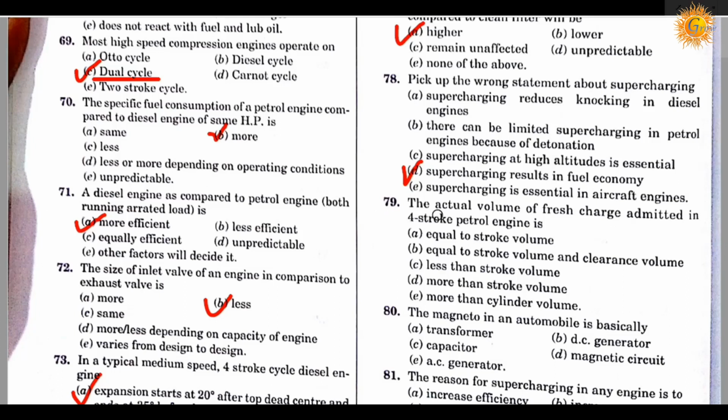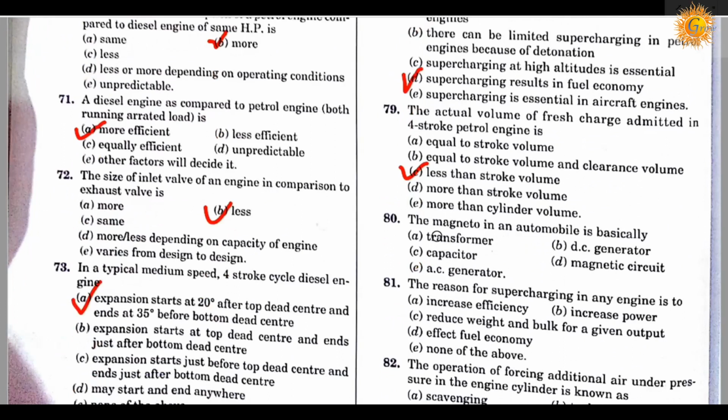Question number 79. The actual volume of fresh charge admitted in a 4-stroke petrol engine is option A equal to stroke volume, option B equal to stroke volume and clearance volume, option C less than stroke volume, option D more than stroke volume, option E more than cylinder volume. So the correct answer is C, less than stroke volume. Question number 80. The magneto in an automobile is basically option A transformer, option B DC generator, option C capacitor, option D magnetic circuit, option E AC generator. So the correct answer is B, it will be DC generator.